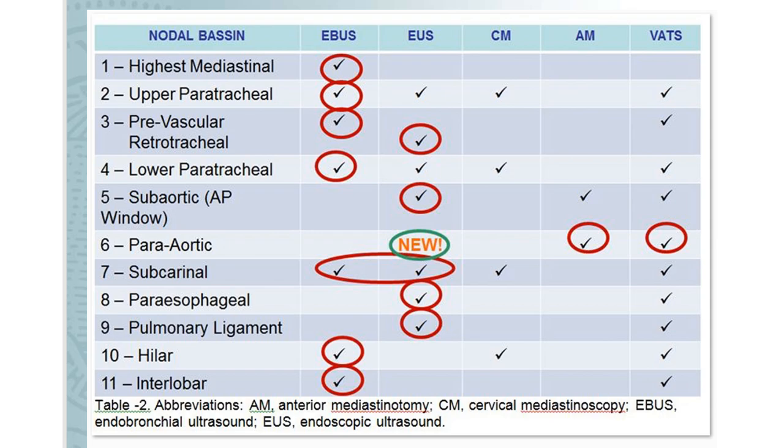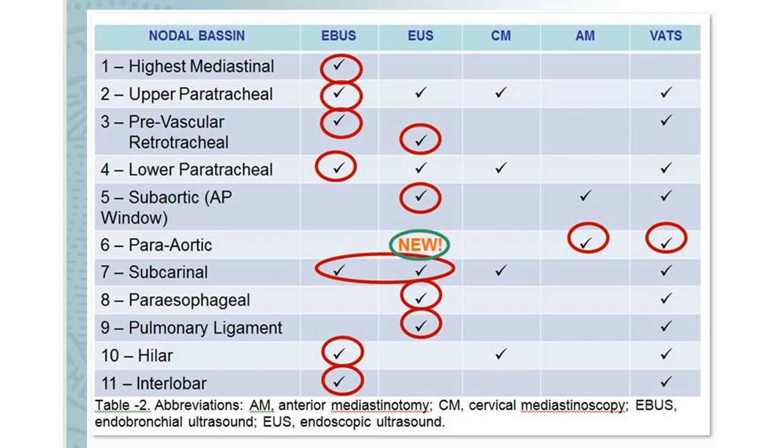The reason I say that is, adding EUS to EBUS allows for more complete staging of the mediastinum, depending on the lymph nodes we sample, and also greater evaluation of the lymph nodes and structures below the diaphragm. It allows for greater evaluation of lymph nodes compared to either of the techniques done alone.